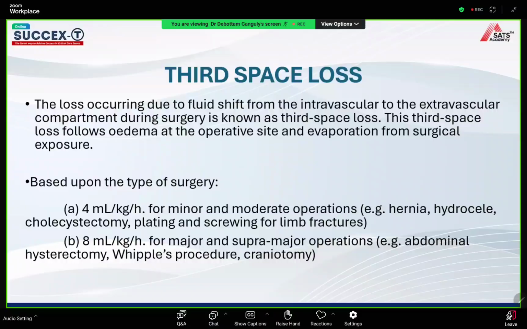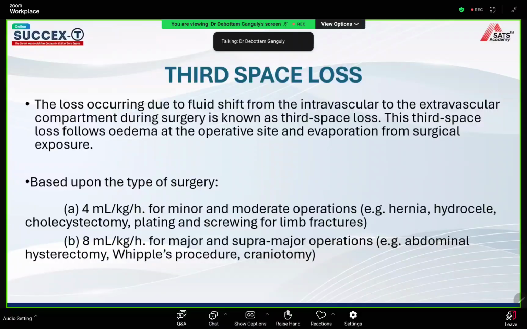Now, a little bit about third space. I know most of us intensivists nowadays are from the background of anesthesia. They know all these things better. So, what is third space? The loss occurring due to the fluid shift from the intravascular to the extravascular compartment during the surgery is known as third space loss. This third space loss follows edema at the operative site and evaporation from the surgical exposure.